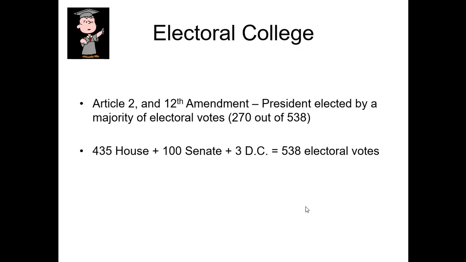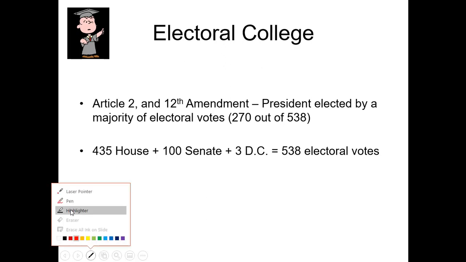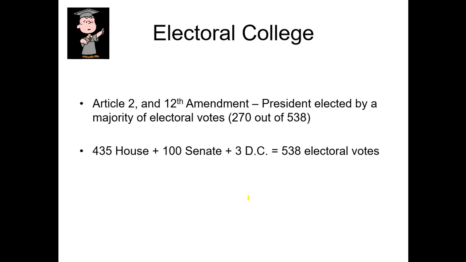So they wanted to filter that through a system of electoral votes where each state is assigned a certain number of electors, and then these electors are delegated to go and cast their votes for the president. So currently we have a total of 538 electoral votes. It takes a majority to win the presidency, 270 electoral votes out of the 538 total.